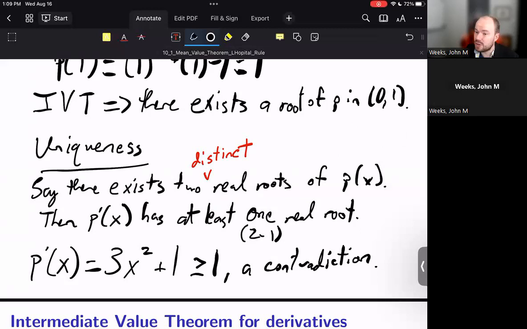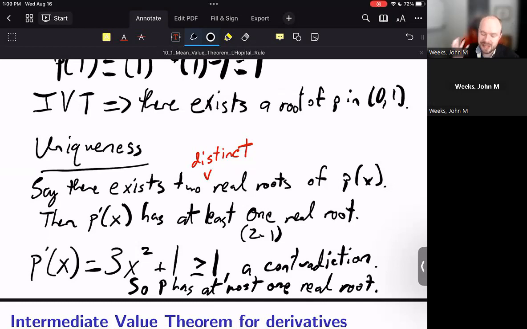There was no way to get two distinct real roots thanks to our previous theorem, because then p prime would have to have at least one real root, but p prime is always positive. There's no place for p prime to be equal to 0. So p has at most one real root, thanks to uniqueness. Since we know that there exists a root and it has at most one, we know that there is exactly one, and so our theorem is proved.